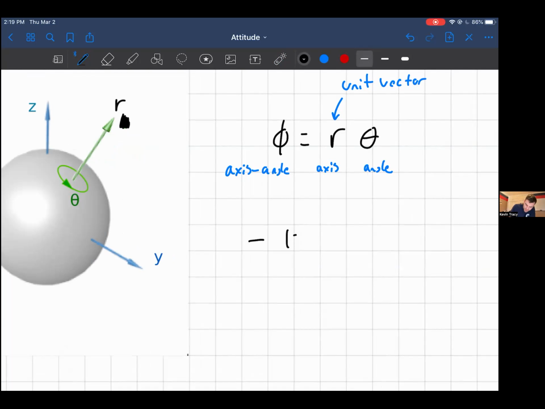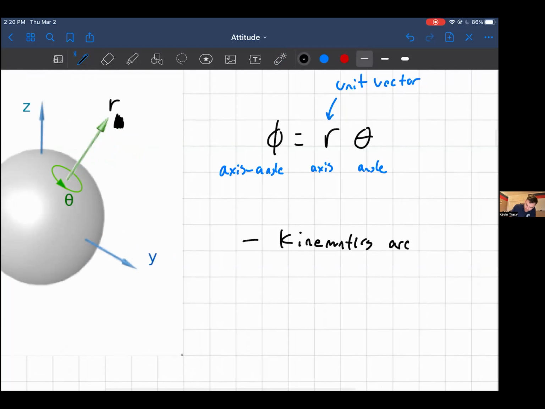And there's a few reasons. So one, kinematics are awful.